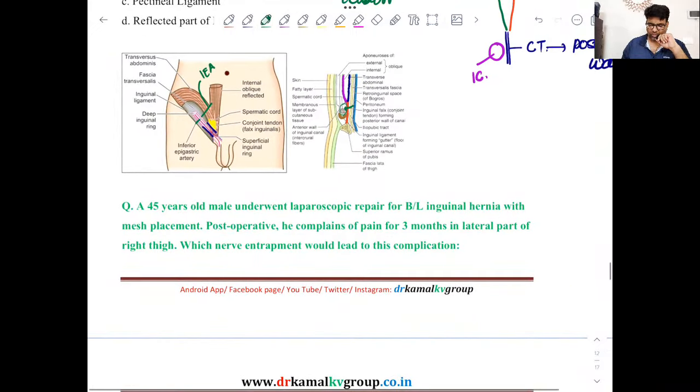Now let us move on to another question, and this is again related to the same topic. An elderly patient underwent repair for bilateral inguinal hernia, and there was placement of mesh. Now he is having pain or sensory disturbances in the lateral part of the thigh. Which nerve entrapment has occurred? This is an entrapment neuropathy.